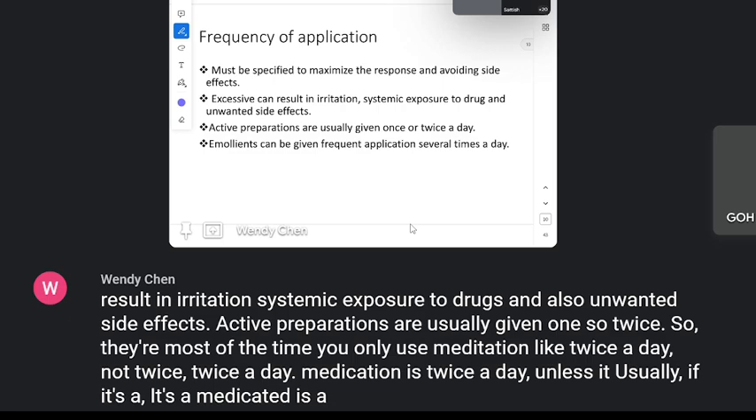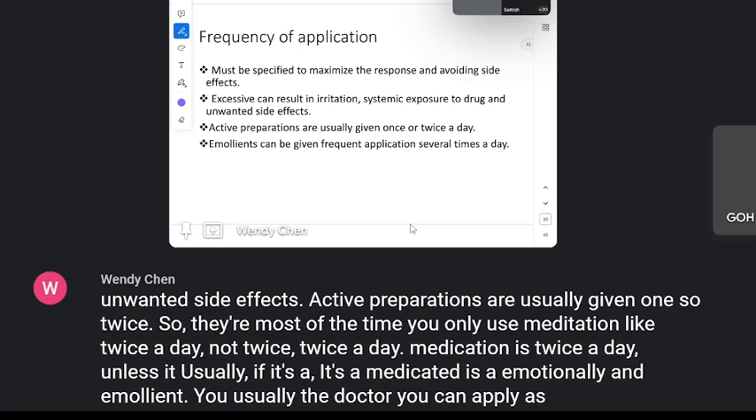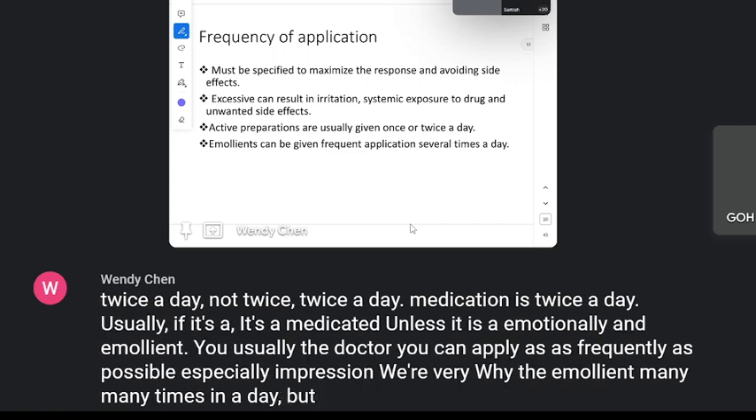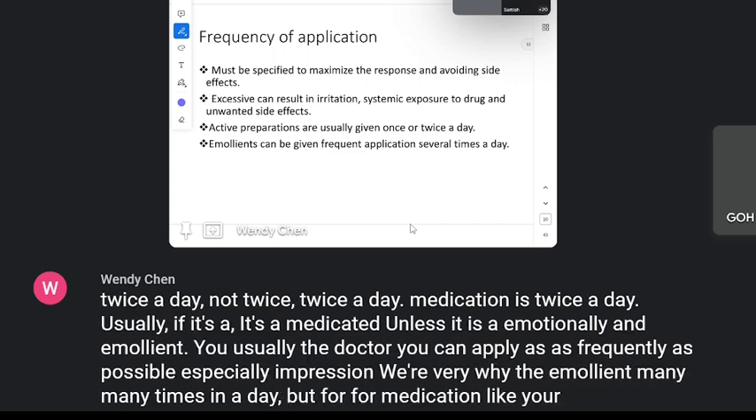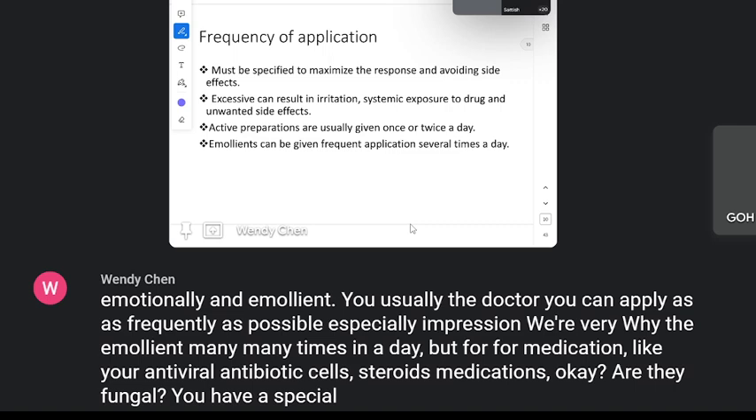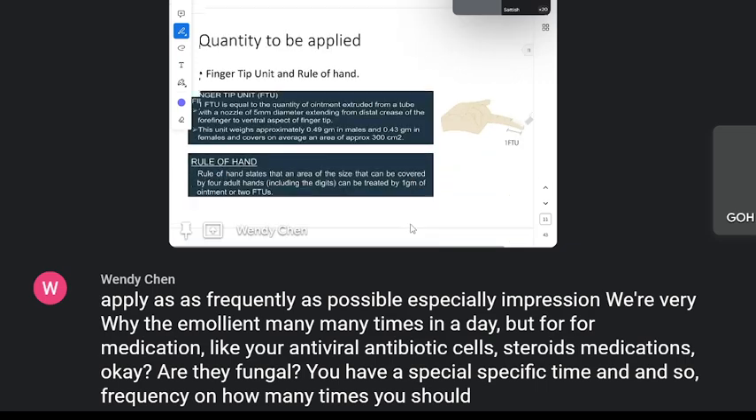Unless it is an emollient. For emollients, the doctors will usually say you can apply as frequently as possible, especially in patients with very dry skin or eczema. You can apply the emollient many times in a day. But for medication like your antiviral, antibiotics, steroids, or antifungal, you have a specific time and frequency on how many times you should apply.